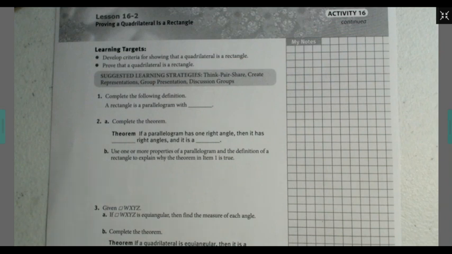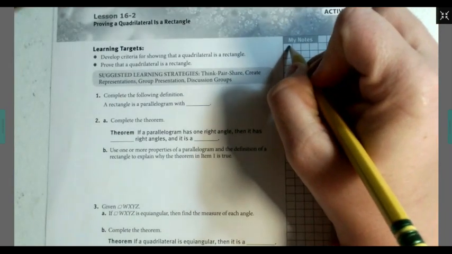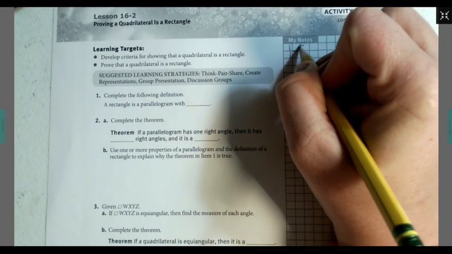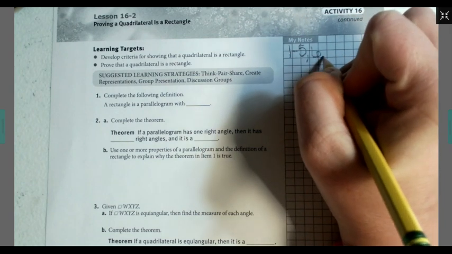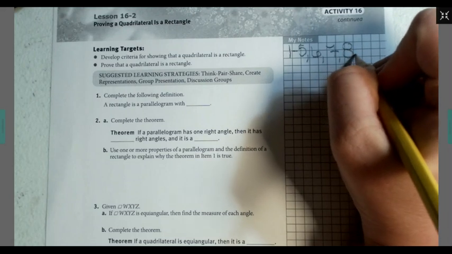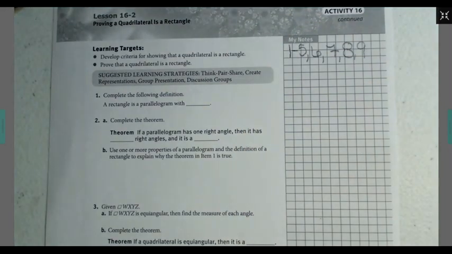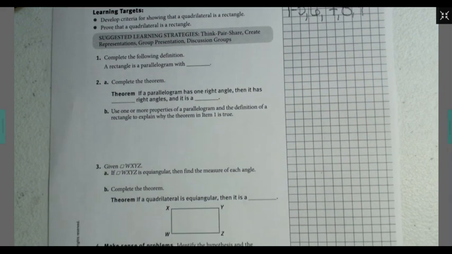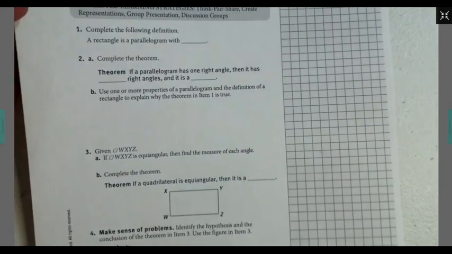Today we'll be covering lesson 16-2 on proving a quadrilateral is a rectangle. This lesson will be chunked into 5 separate sections. We will cover questions 1 to 5, question 6, question 7, question 8, and then followed by question number 9. Let's go ahead and take a look at the first section, which covers questions 1 to 5.